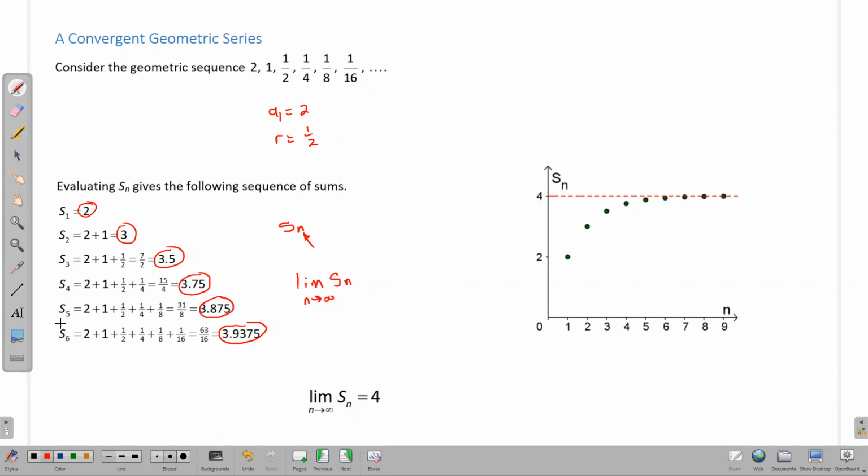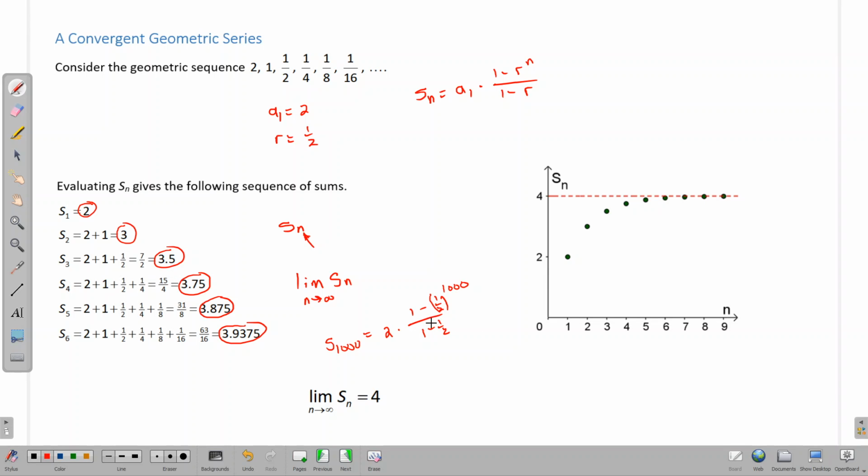We can make the value of this sum as close to 4 as we like just by choosing an n that's sufficiently large. So for example, S1000, we could compute this. We could actually do it right now because we know the formula for Sn is a1 times 1 minus r to the n over 1 minus r. So we could just plug everything into this. So a1 was 2 times 1 minus 1/2 to the 1000 over 1 minus 1/2.